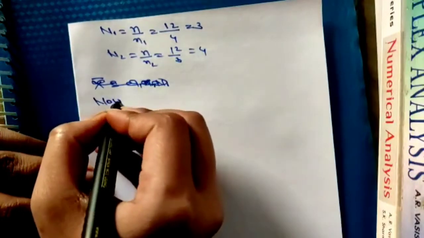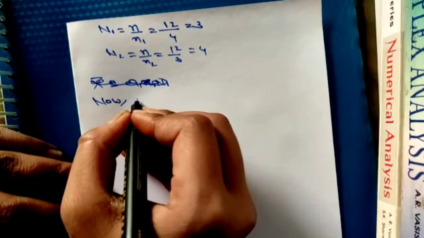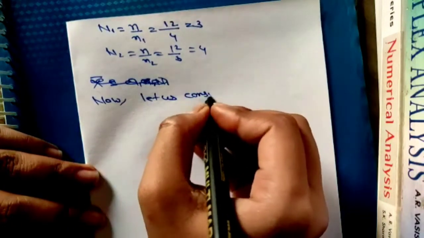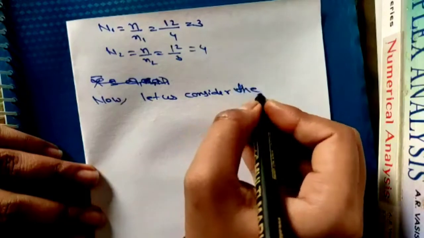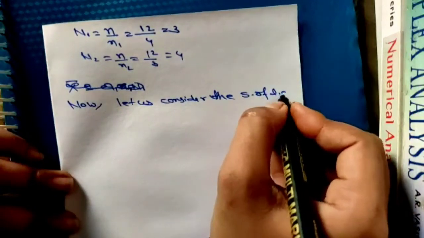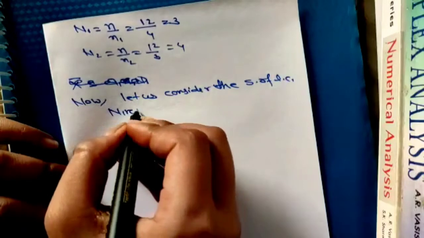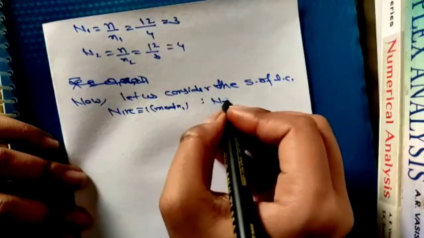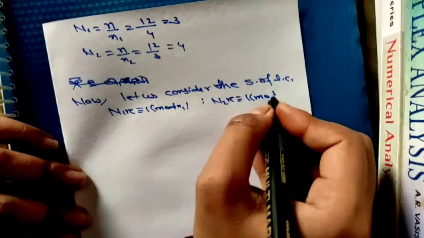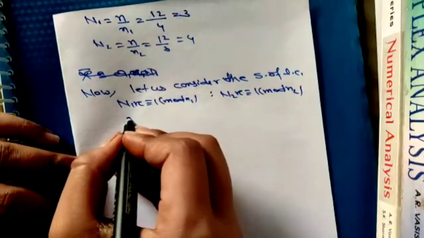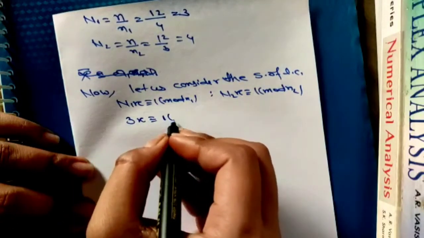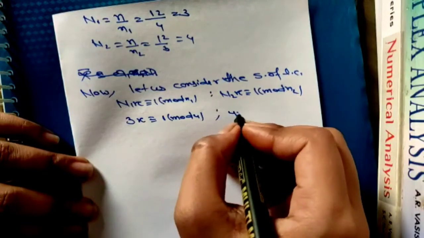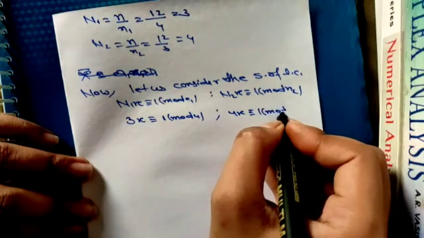Now we have to find x1, x2. Let us consider the system of linear congruence. We get N1 x congruent 1 modulo n1, N2 x congruent 1 modulo n2. That is, 3x congruent 1 modulo 4, and 4x congruent 1 modulo 3.